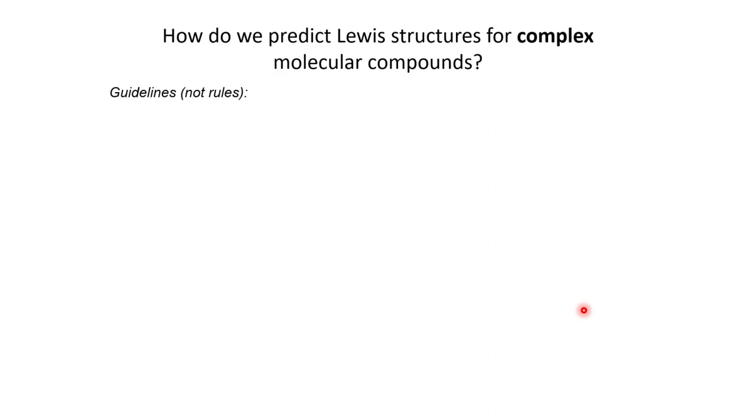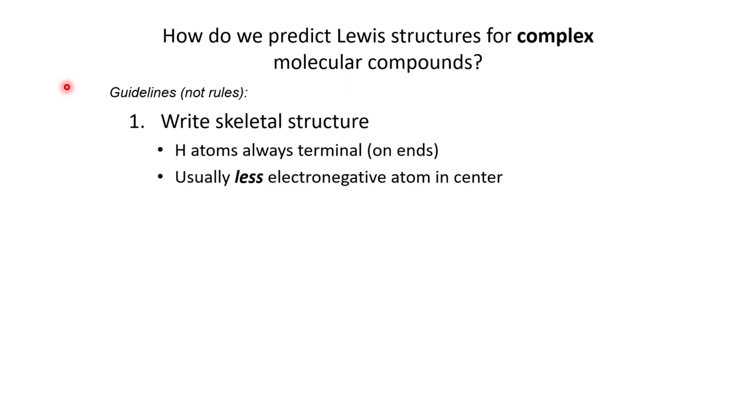So how do we predict Lewis structures for these complex molecular compounds? Well, there are some guidelines. They aren't really rules, but they are pretty well followed. So the first thing you want to do is write the skeletal structure. The H atoms are always terminal. That means they're always on the end. And the reason for that is that hydrogen can only form one bond. So it has to be on the end.